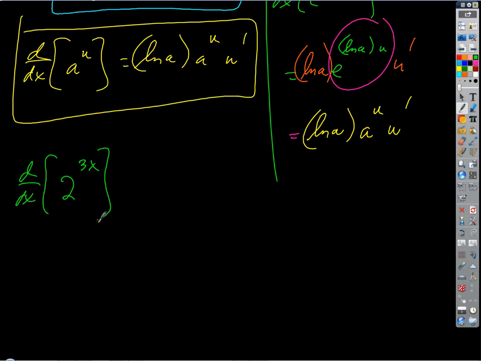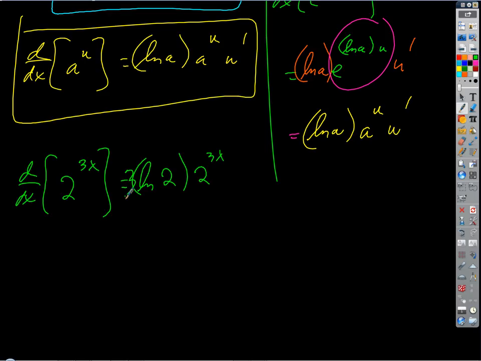So what's that going to be? We're just following that pattern, right? What's a? What's u? 3x. Okay, so what's the answer? Natural log 2 times 2 to the 3x times 3. Okay. Make sense? No big deal. Okay, but it's just kind of a shortcut, right? That's all it really is.